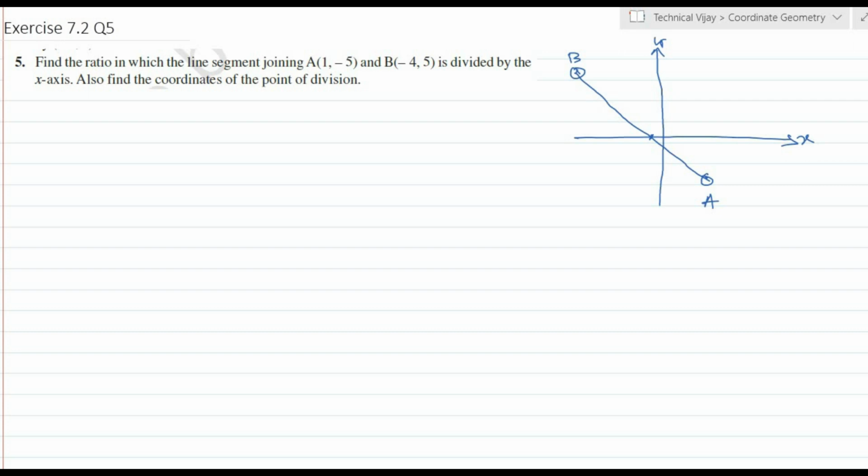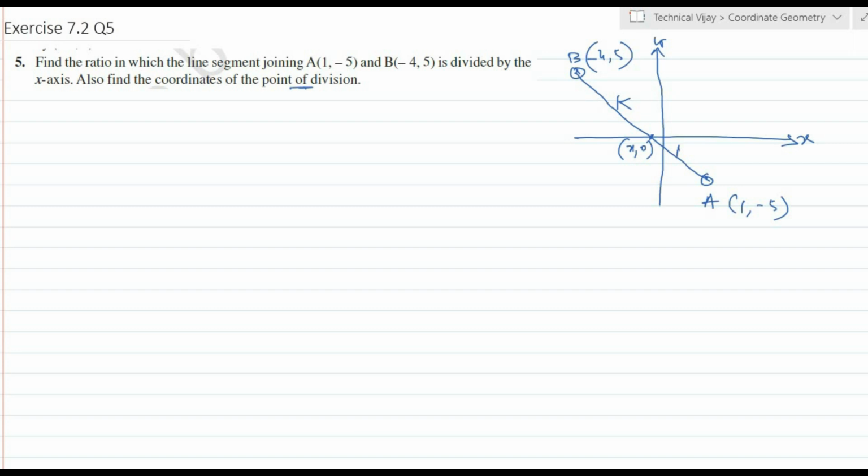So when it cuts the x-axis, the coordinates will be (x, 0), because the y value will be 0 on the x-axis. So now the A coordinates he has given, that is (1, -5) and (-4, 5). Okay. So now what we have to calculate is the coordinates of the point of division. So now we will use the section formula for (x, 0). And the ratio he has not given. Again we will assume it as k and 1 in which it is dividing.